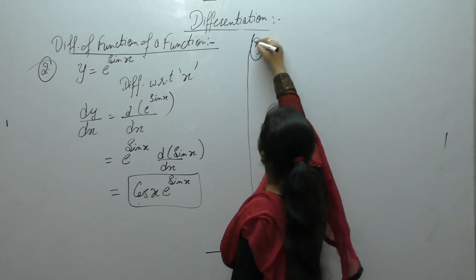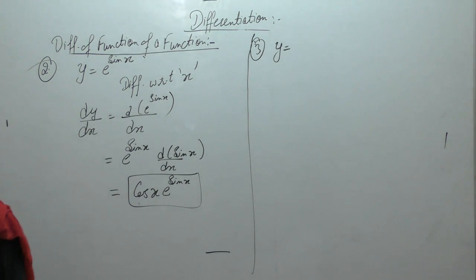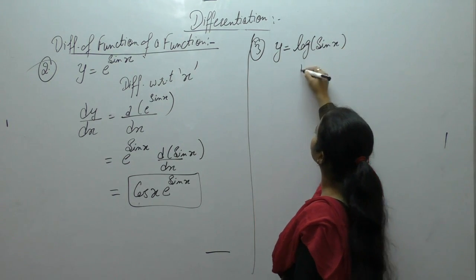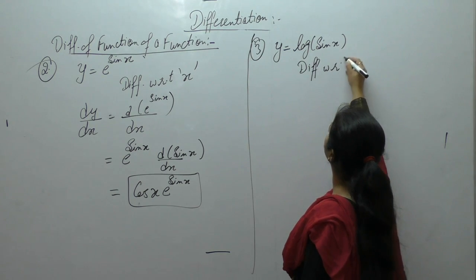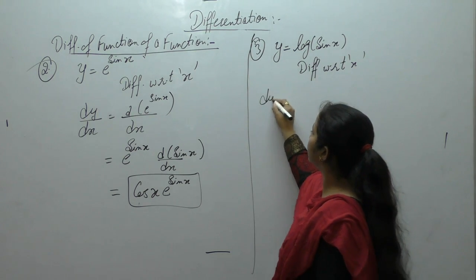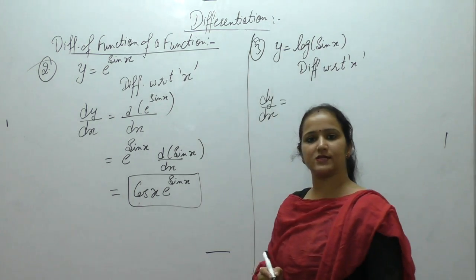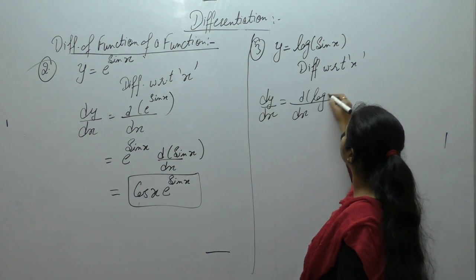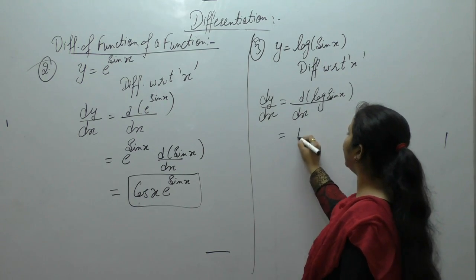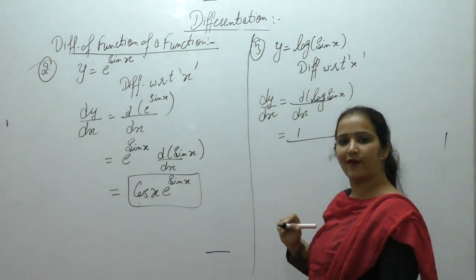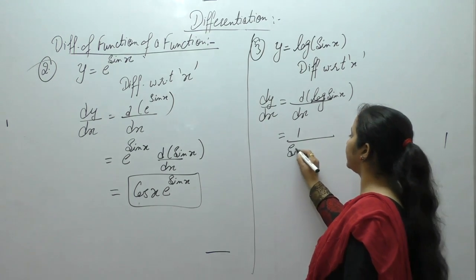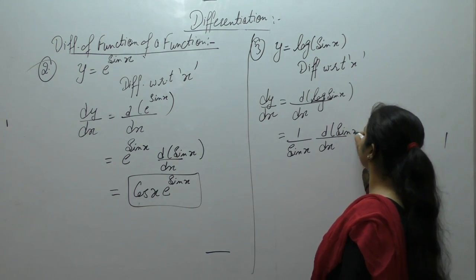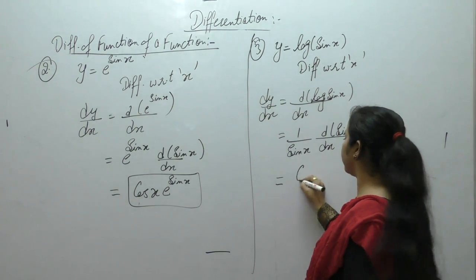Next is when y is equal to log of sin x. Differentiate with respect to x. What is the derivative of log of x? 1 upon x. Instead of x we have sin x here. So we have to take the derivative of the other function, that is sin x. What is the derivative of sin? Cos of x.